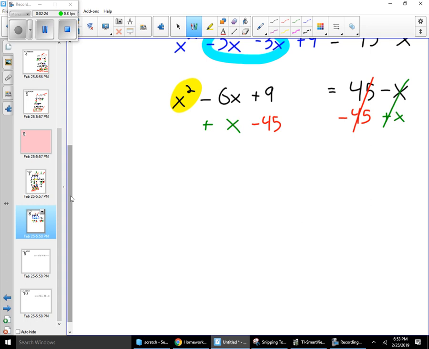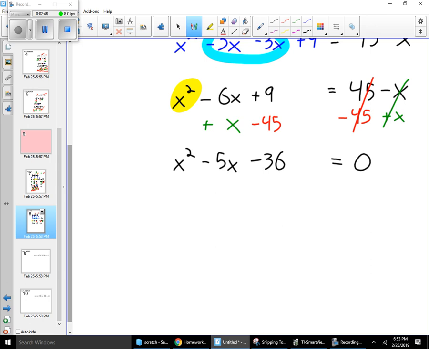If you really want to be a glutton for punishment and complete the square, raise your hand. We can walk through that process too. It has certainly been a while since we completed the square. Negative 6x plus x gives us a negative 5x. 9 minus 45 is a negative 36. And on the right, we have a 0.